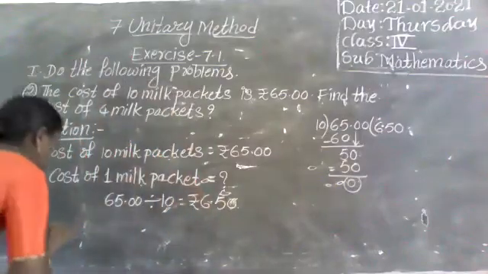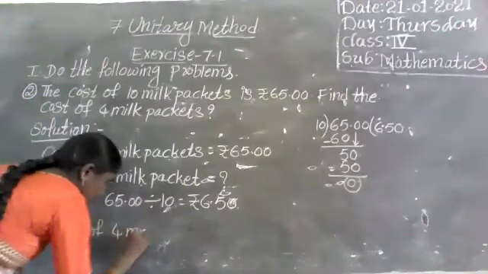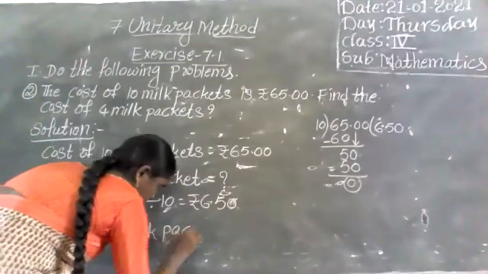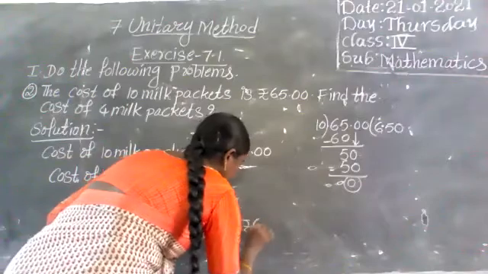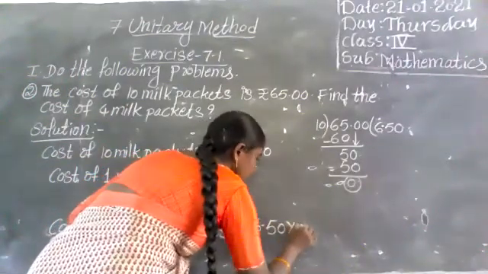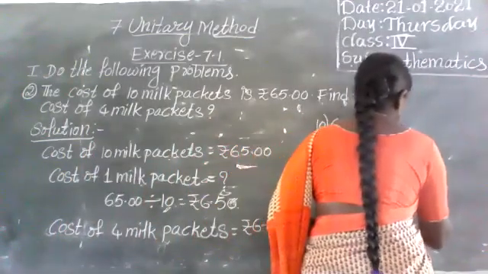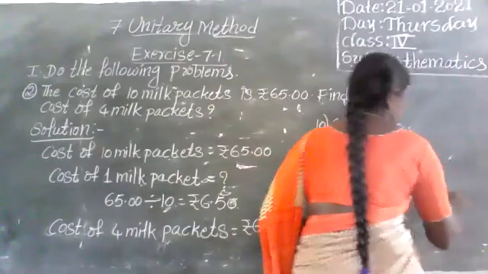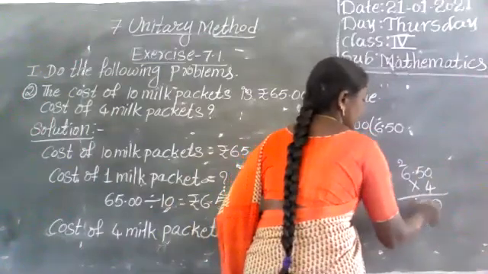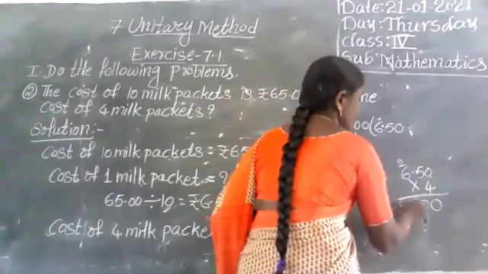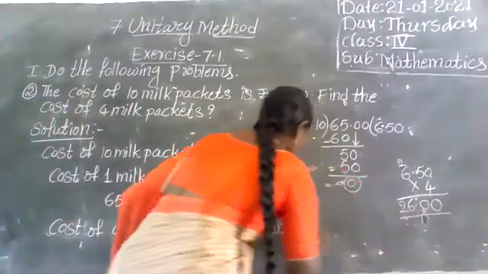Then we have to find out the cost of 4 milk packets. Into 4. No division, do multiplication here. 6 rupees 50 into 4. 4 zeros are 0. 4 5s are 20. Next 4 6s are 24 plus 2, 26. 26 rupees. 26 rupees is the cost of 4 milk packets.